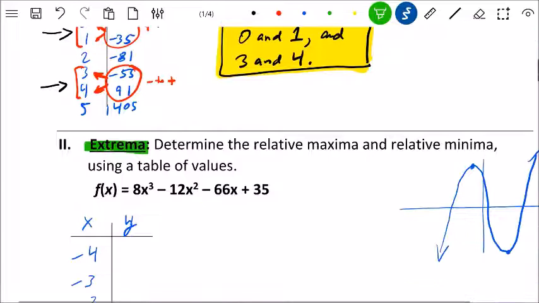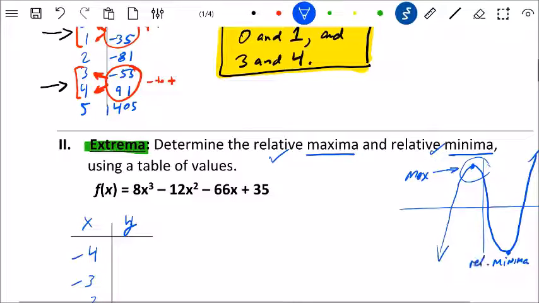Now let's take a look at extrema. In extrema, we're looking for the relative maxima and relative minima. That means the high and the low points. So this is a maximum point. But it's only relative because it's only in one area. It's the highest point, and then it changes and comes down. That makes it relative. And then there's a relative minima, which is down here. So I'll put relative in front of both of those.